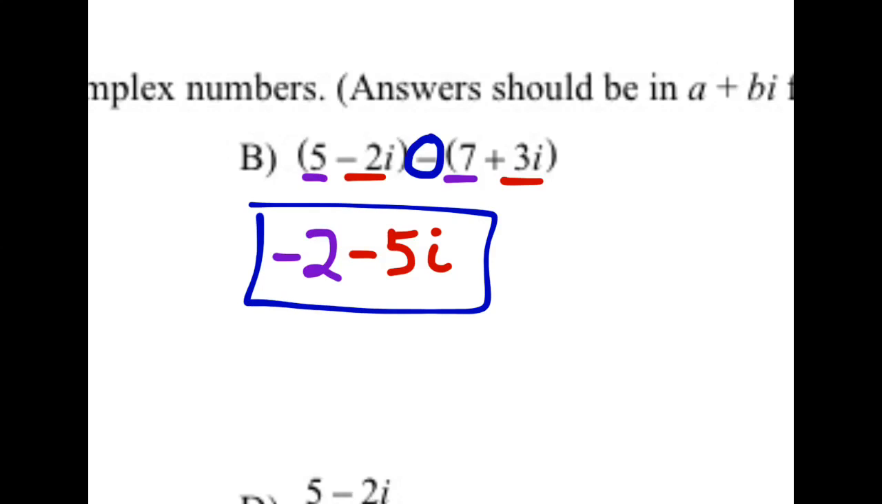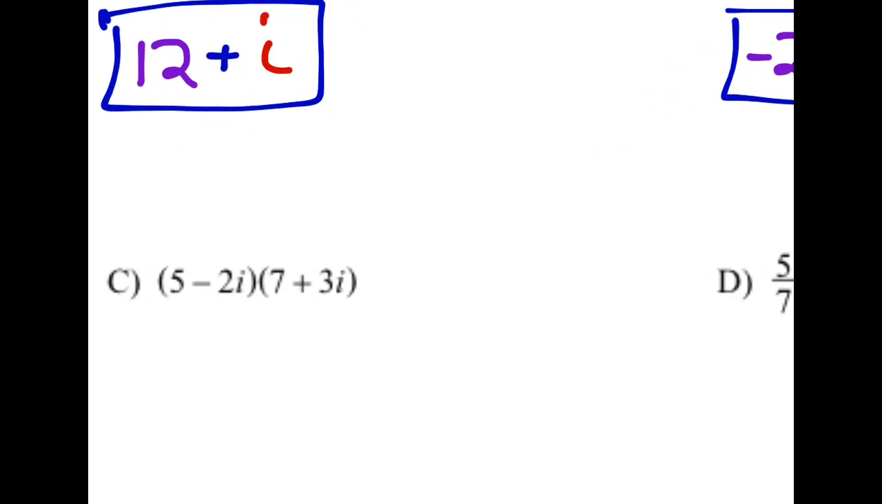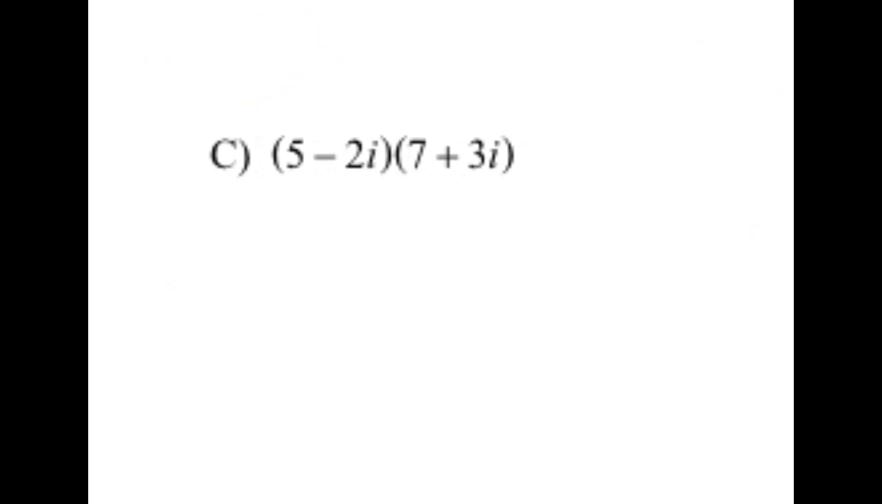And that would be your answer here: negative 2 minus 5i. When you're multiplying them, you just distribute, like you would if this were 5 minus 2x times 7 plus 3x. Just distribute. So 5 times 7, the first ones, gives you 35.